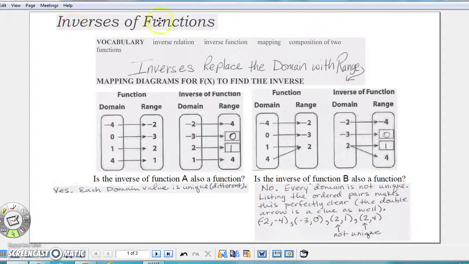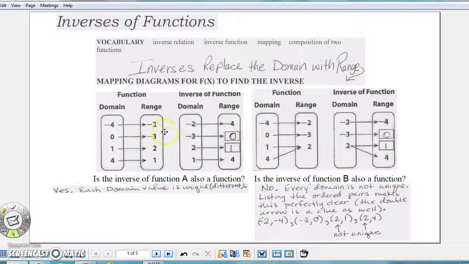This is for you to find inverses of functions and of inverse relations. These are maps, so this goes into your vocabulary that you have up here. We're not going to do the composition of functions. That doesn't even show up here in your notes. The whole point of inverses, a function and its inverse, is that the domain and the range switch places. So you can replace the domain with the range, and then you have your inverse.